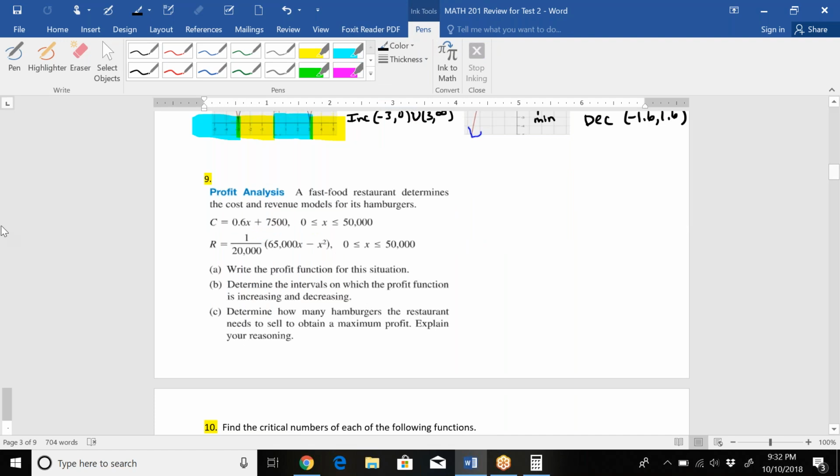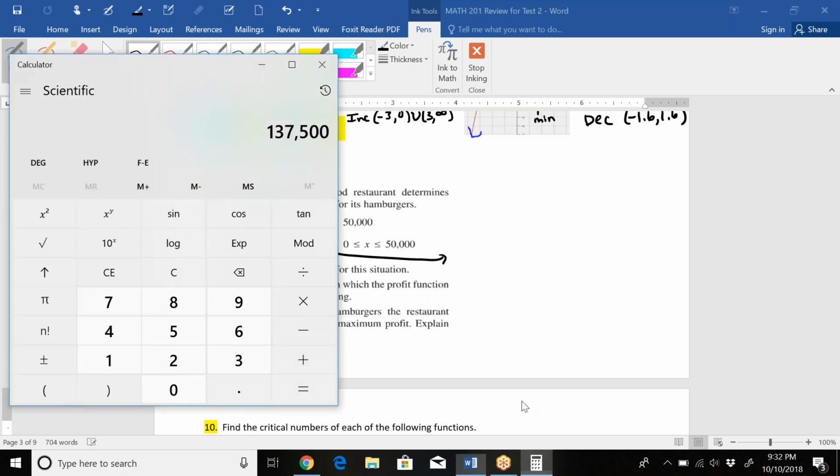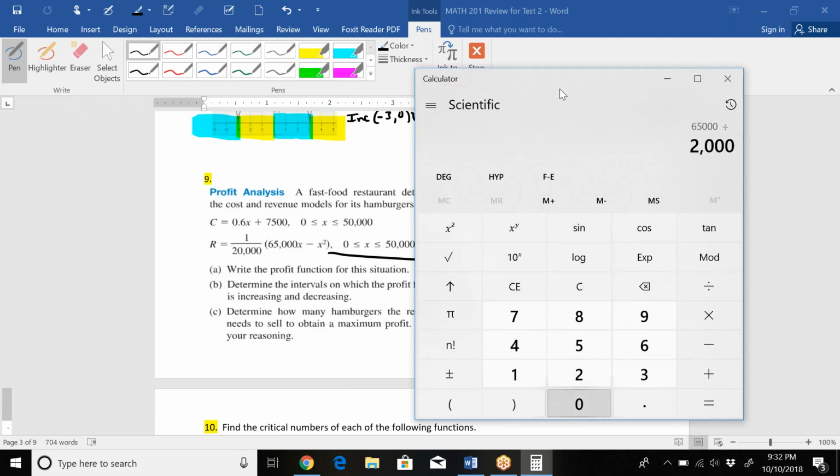It says a fast food restaurant determines the cost and revenue models for its hamburgers. So they've already given me the 2 formulas. If it was me, I would probably take this second one, and I would distribute that 1 over 20,000 and write everything as decimals because the first one had decimals. So 65,000 divided by 20,000. That is 3.25.